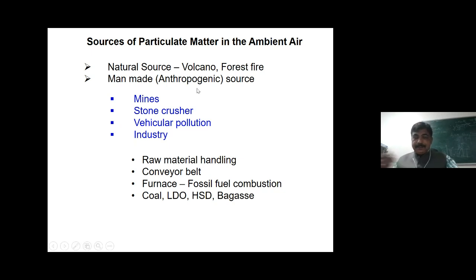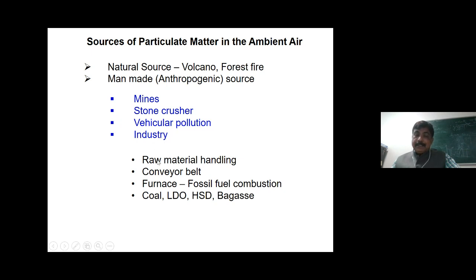Okay, now we are shifting towards a power plant. So before I get into the power plant, let me mention the sources of pollution. Broad classification is natural source and man-made source, also called anthropogenic sources. Natural sources: volcano or forest fire. And now if it comes to anthropogenic sources: mines, stone crusher, vehicular pollution, industry.